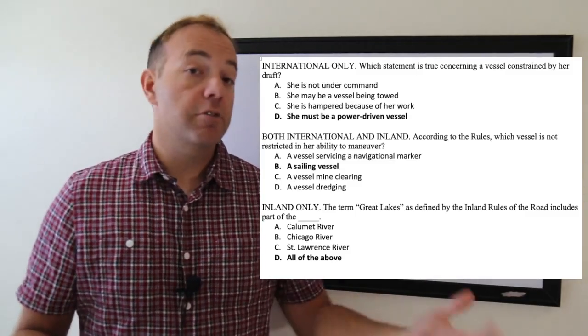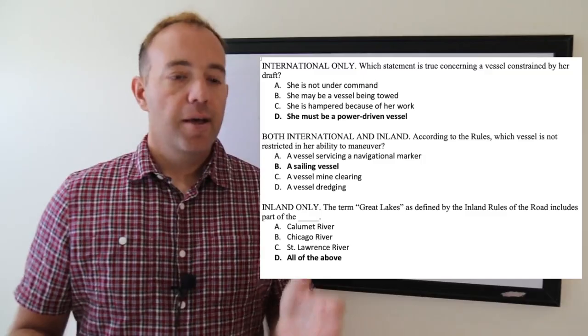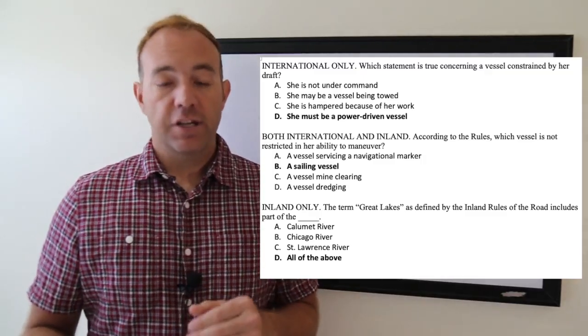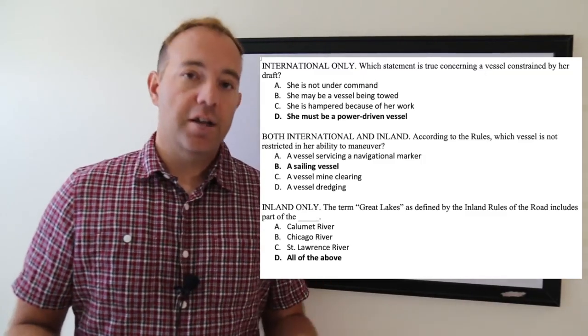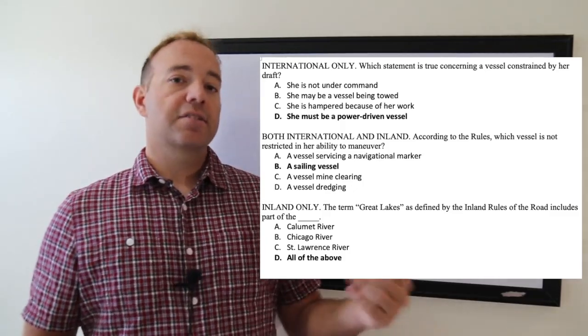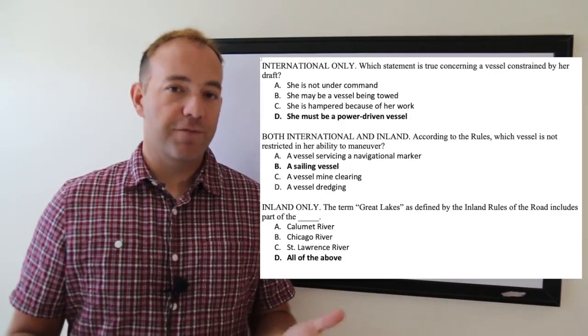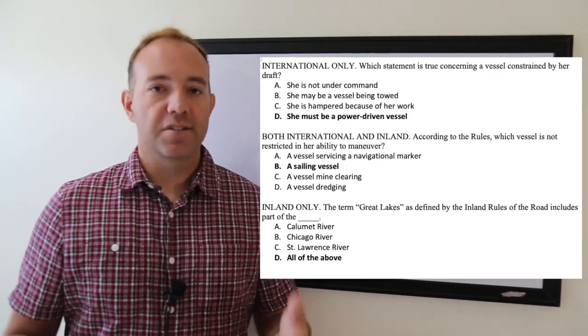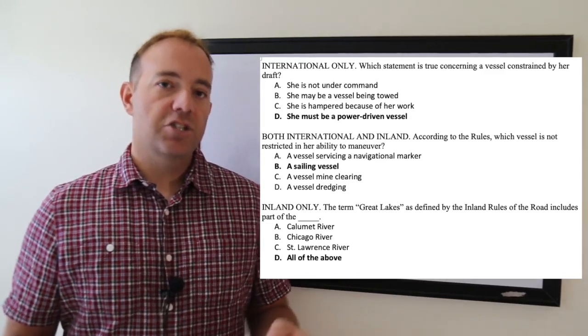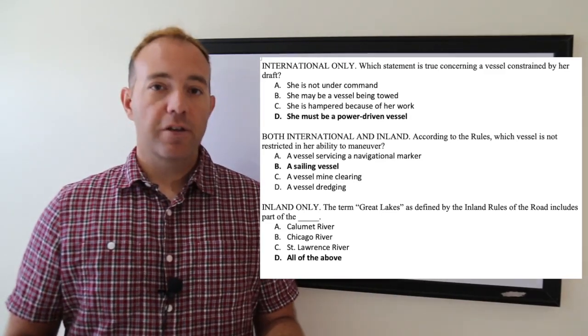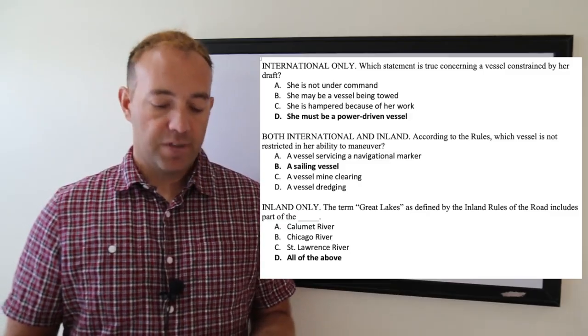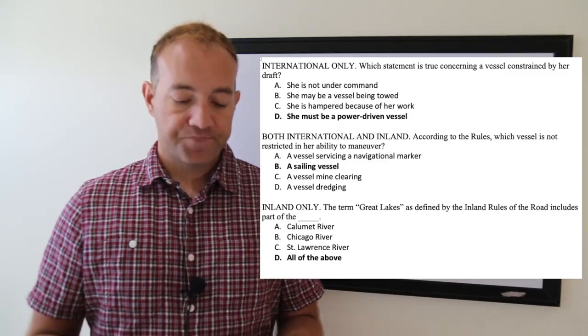Oftentimes you can be maybe restricted or limited in your maneuverability, but the definition of restricted ability to maneuver does not include a sailing vessel, right? A sailing vessel has its own definition. You'll see that also with fishing vessels, trawling vessels. They all have their own light configuration, their own definition. So stick with the rules themselves, the definition for restricted ability to maneuver.